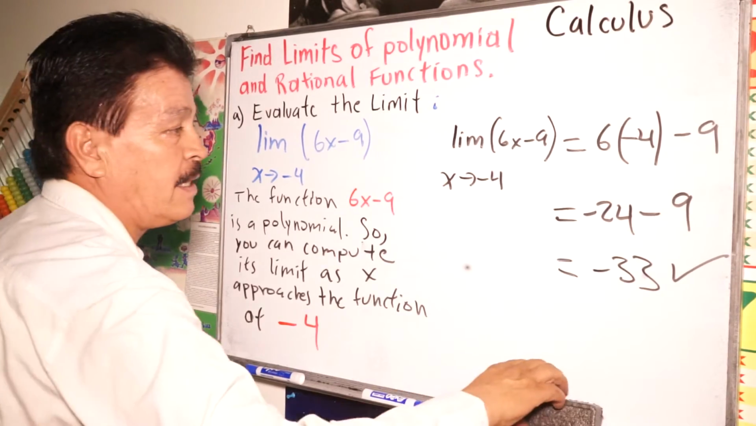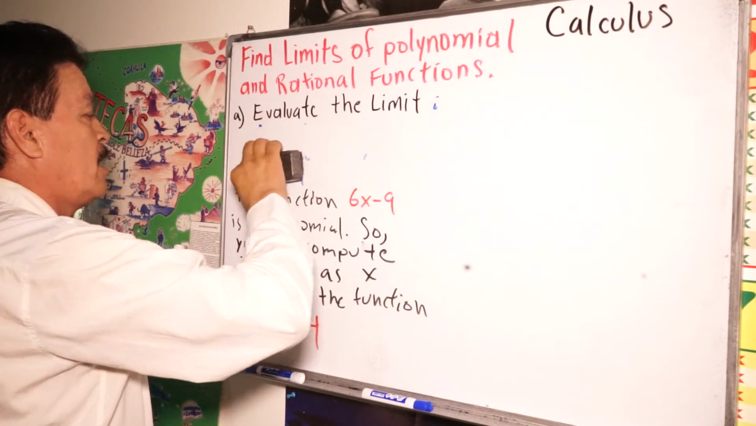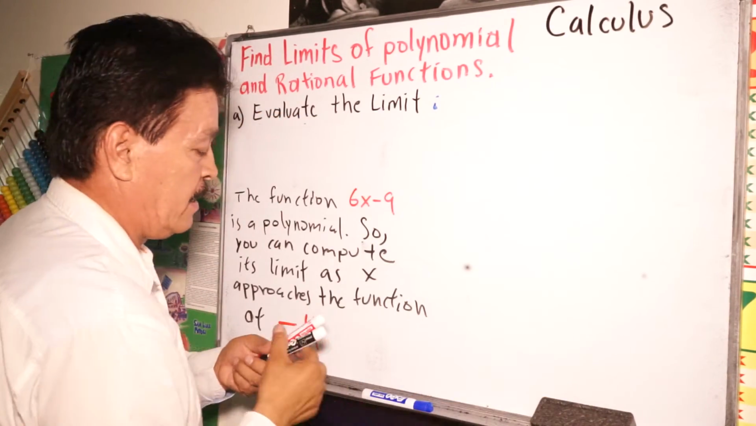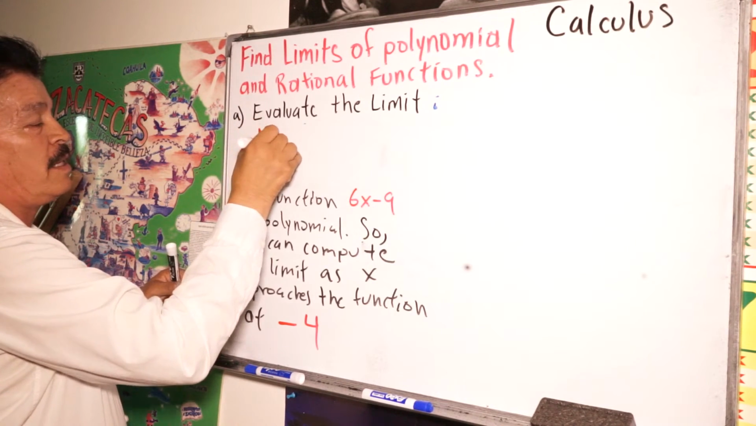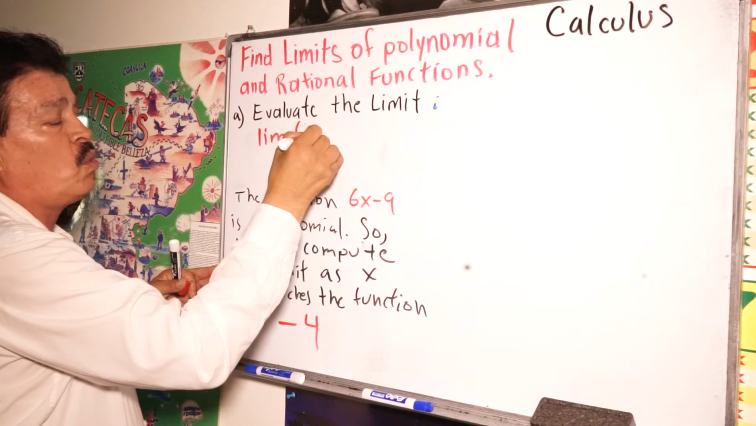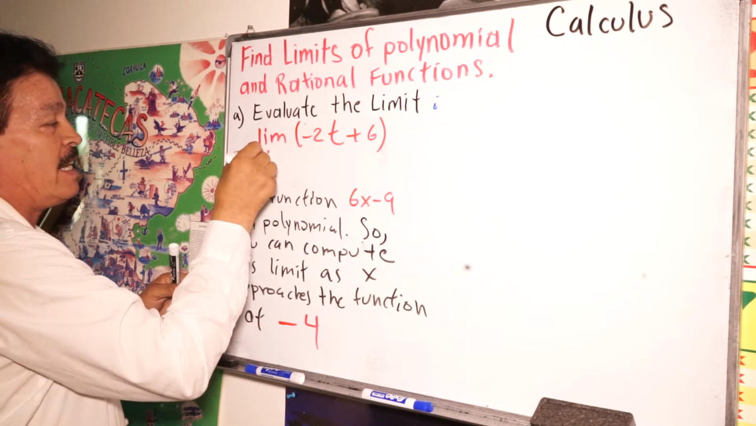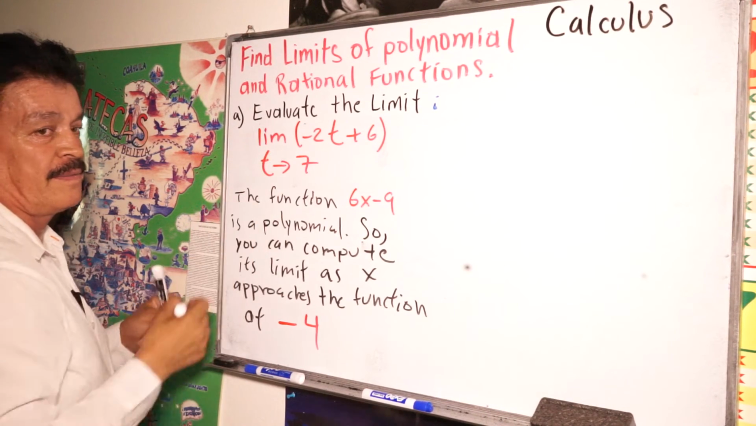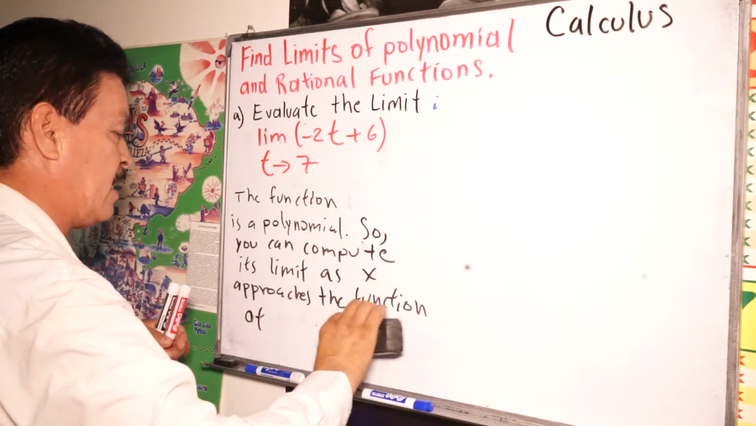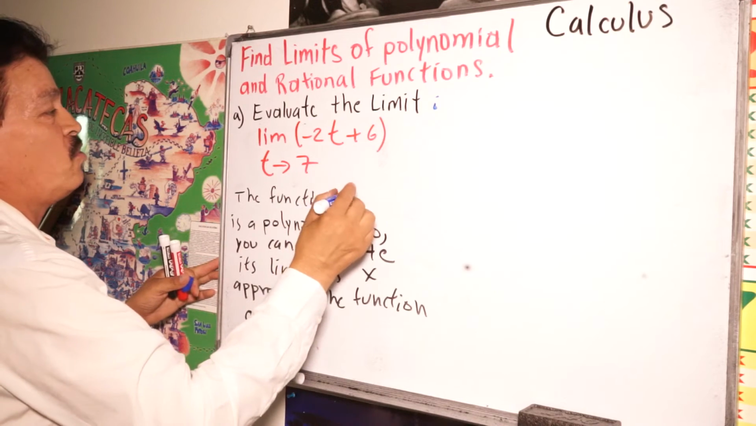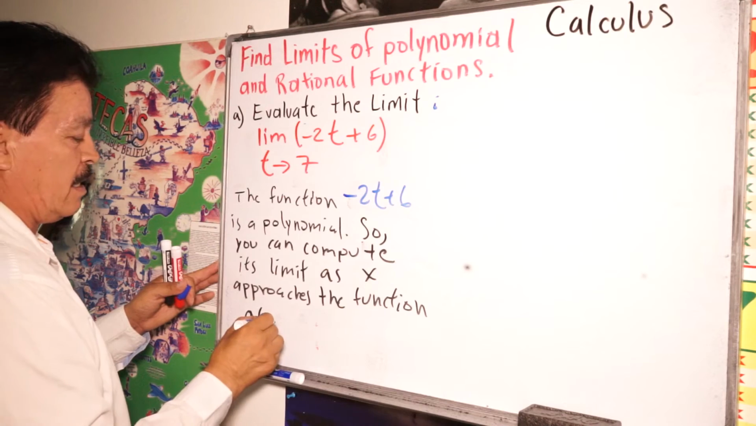All right, let's try another problem. Let's write a different problem here. The limit of -2t plus 6 when t approaches 7. So this is going to be different than here. The function is -2t plus 6 and then at 7.